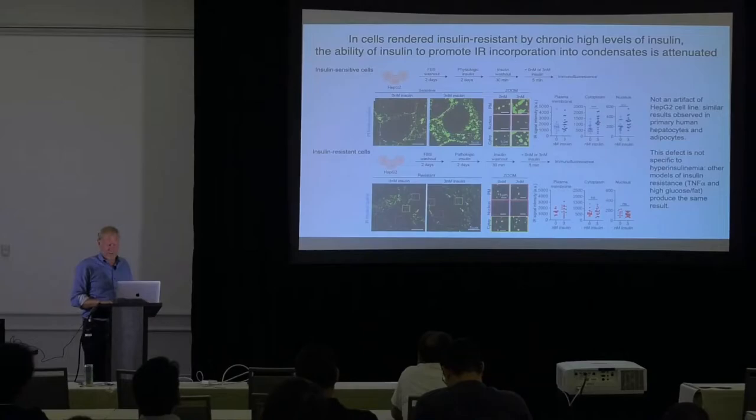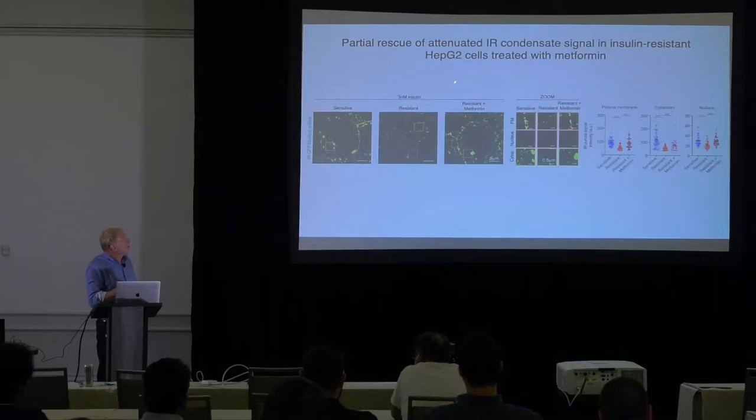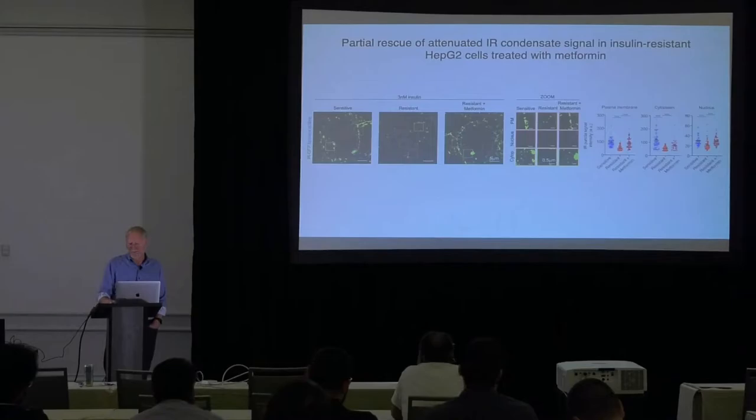Well, metformin. Metformin's your first line drug if you have type 2 diabetes. And what does it do? Well, if you take metformin and treat the insulin resistant cells with that drug, now these are the HepG2 cells again, but it works this way for primary human hepatocytes, for primary human adipocytes, then you can partially recover this ability of the insulin receptor to be responsive by incorporating more molecules into the condensates.